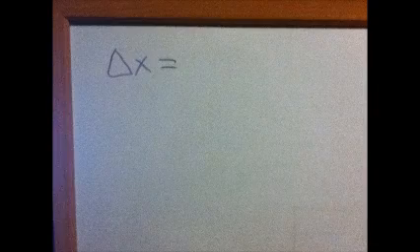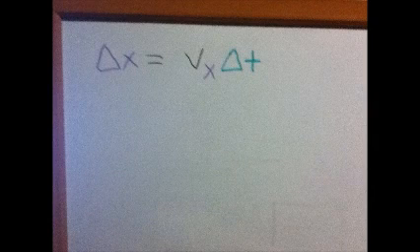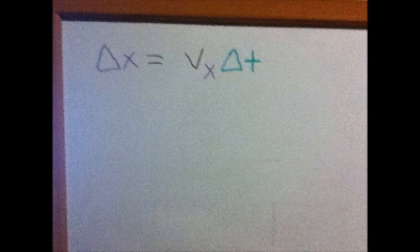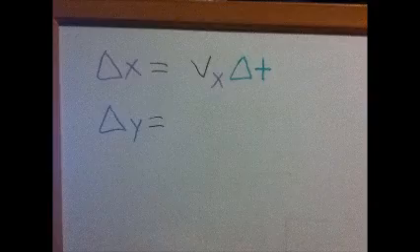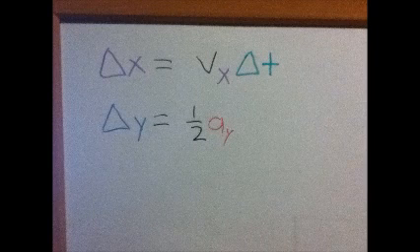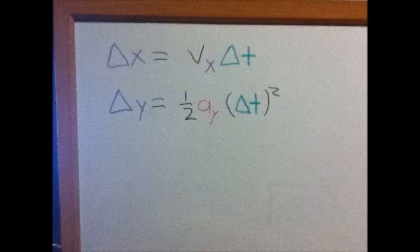Because air resistance can be neglected, the tennis ball's horizontal velocity remains constant. So we will use the equation delta x equals Vx times delta t. And because there is no initial vertical velocity, since we are hitting the racket at a 90-degree angle, we will use the equation delta y equals 1/2 ay times delta t squared.